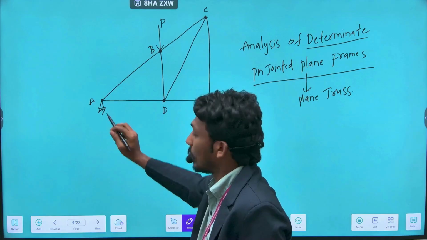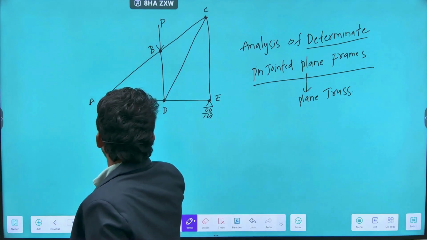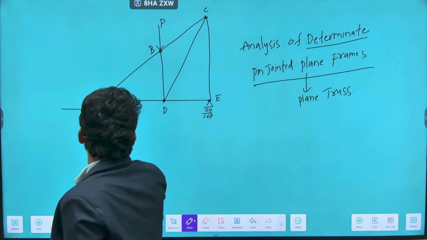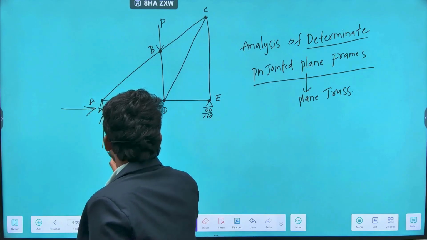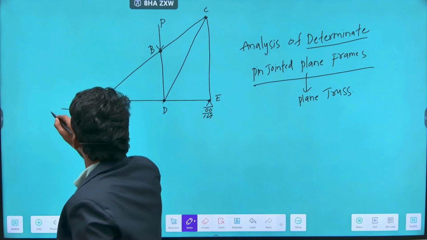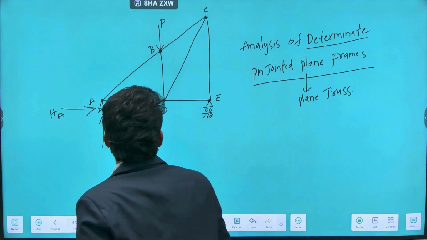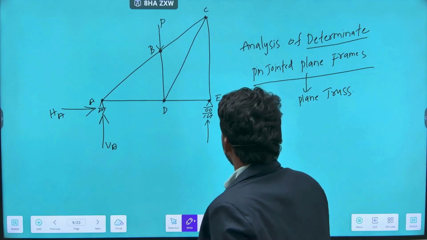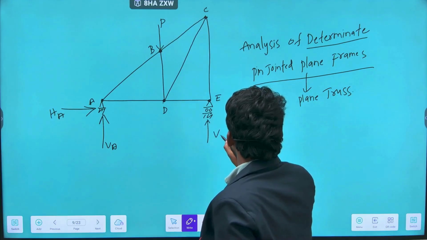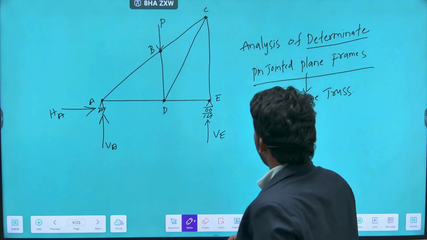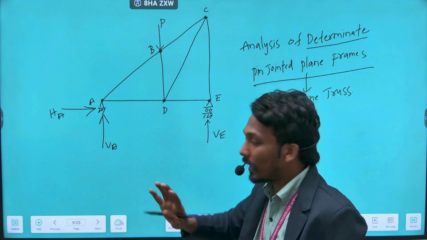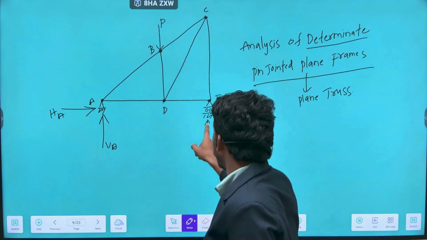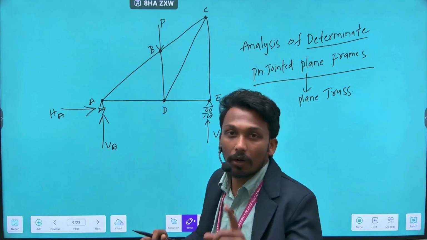If you draw the support reactions, there is a pin joint or hinge joint, so it will have two reactions: one in the vertical direction and the other in the horizontal direction. Let us say this is VA and this is HA. And we have a roller support here. It will have only one reaction, that is in the vertical direction. Let us say it is V. So let us calculate the total number of unknown forces. We have one unknown force here, 2, 3, and in each member we have one unknown force.